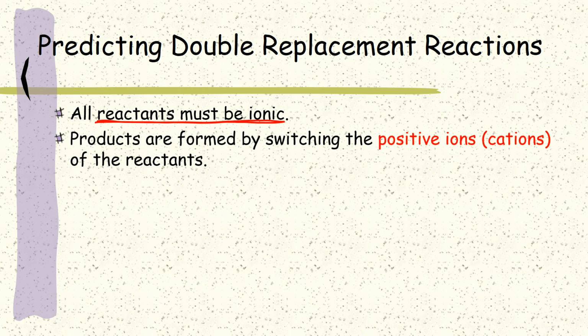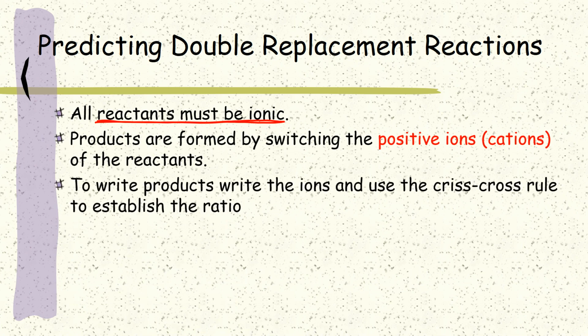Second statement, the products in a double replacement reaction are formed by switching the cations. The positive ions are going to trade partners. But in order to write our new compounds, our new products, we have to use that little crisscross rule because we have to determine the new ratio of elements based on the charges of those two elements. So not only are our reactants ionic, our products should be ionic as well, based off of ionic rules.